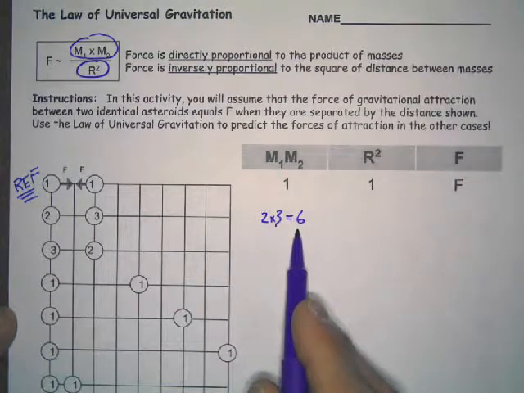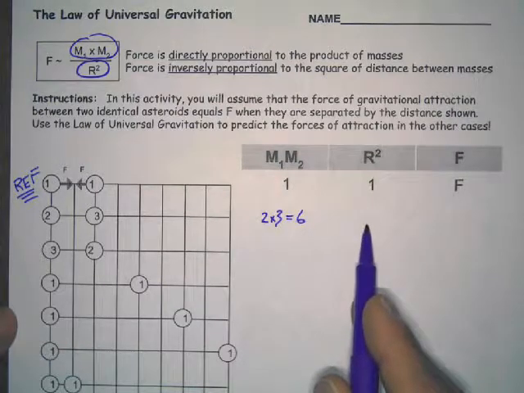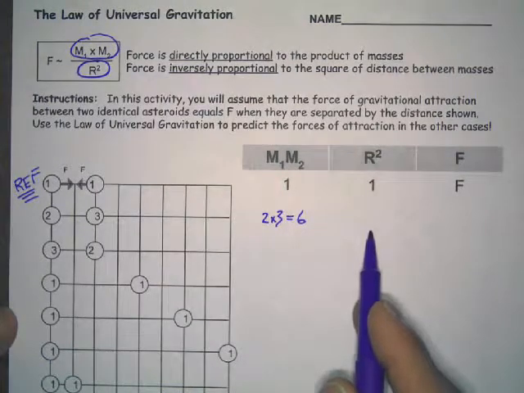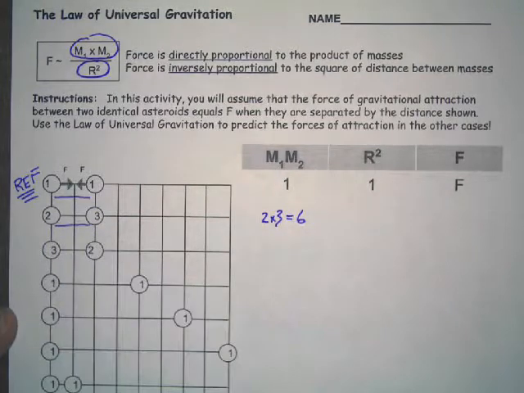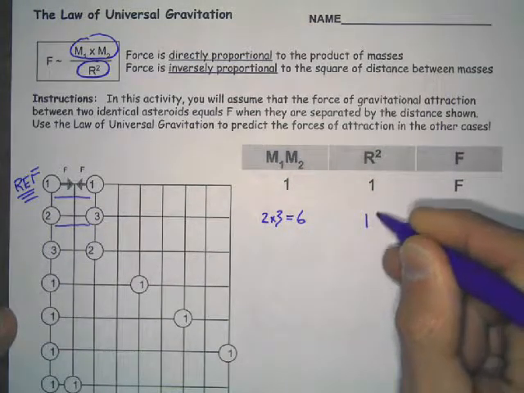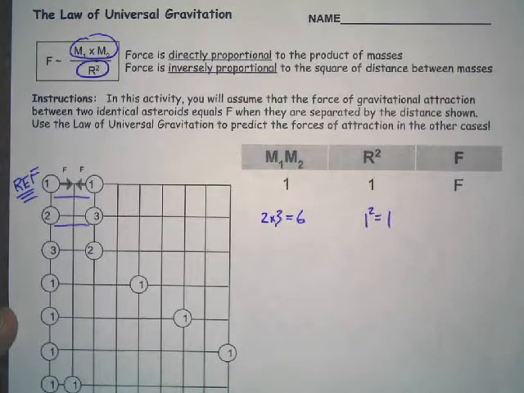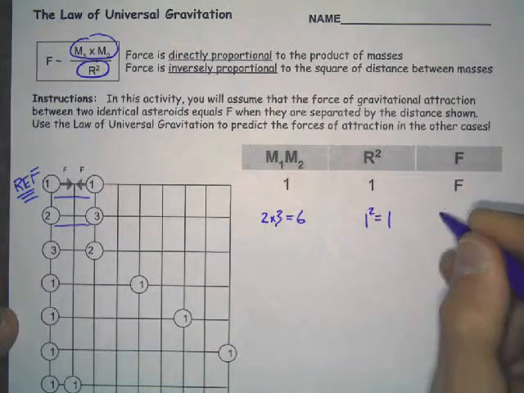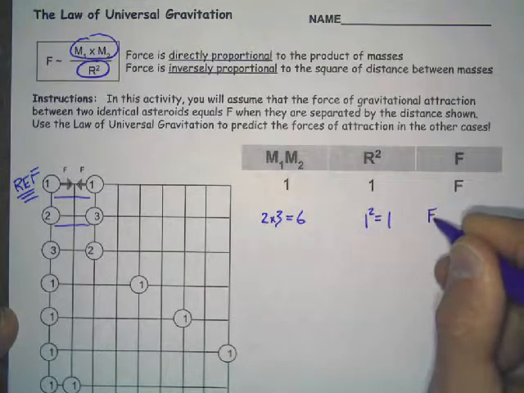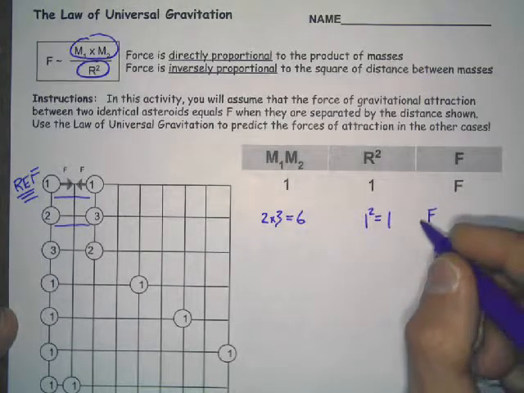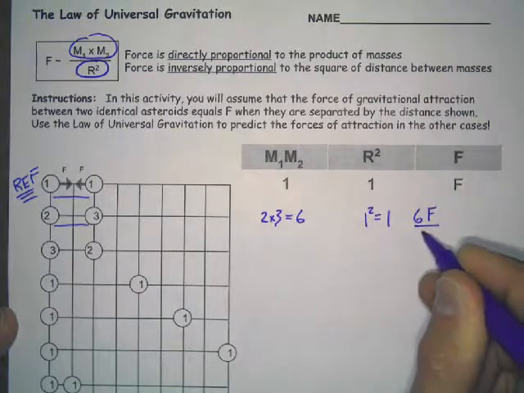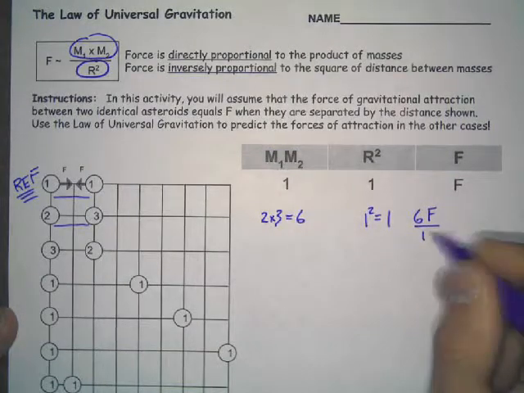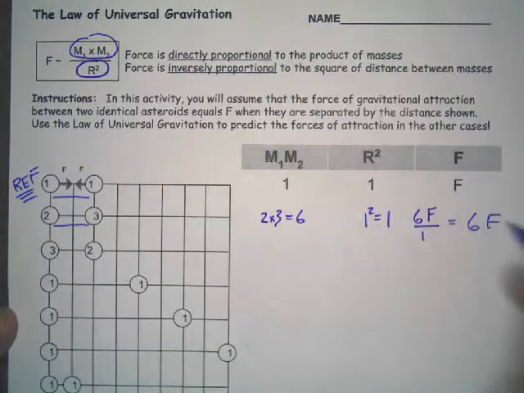Now, in the distance column, if we're keeping track of distance, there's no change in the distance compared to the reference, right? Because this distance and this distance are the same. And so that would just be 1 squared, which is equal to 1. And so my force here, F, is going to be equal to 6F over 1, which is just 6F.